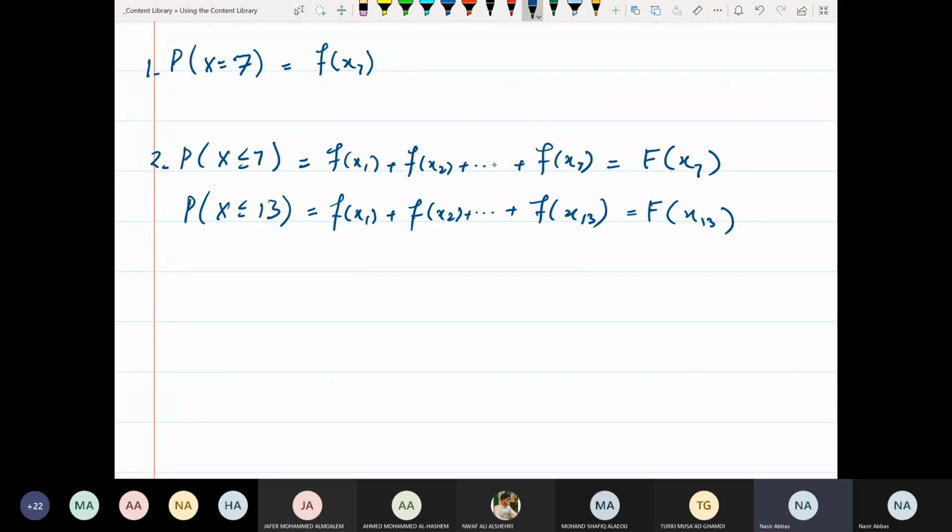The third major use we discussed was to find the mean of the variable, which is either denoted by expected value of X or mu of X. And we said this is basically the summation of X times F of X. So you need this new column where you multiply X and F of X, and then the sum of that column is the mean.